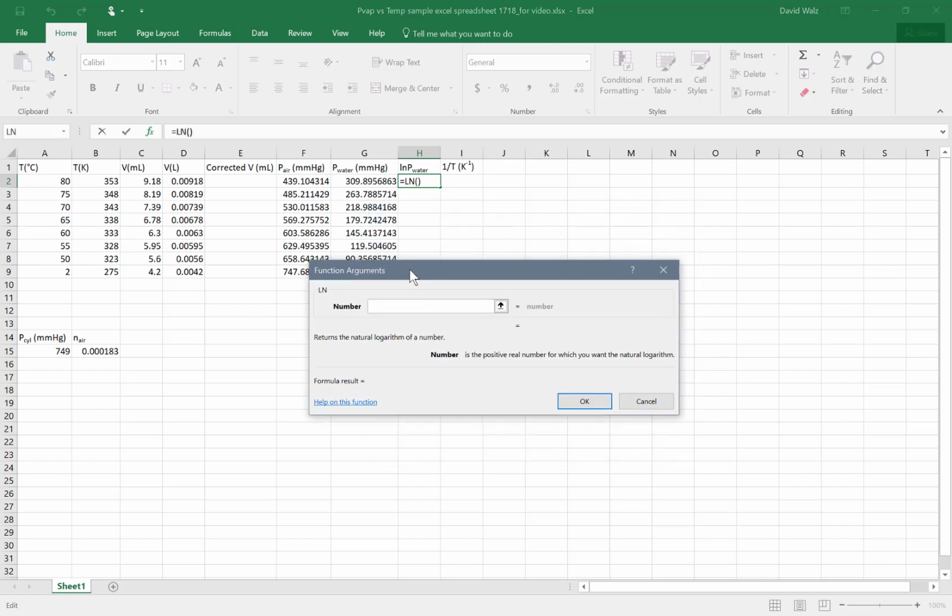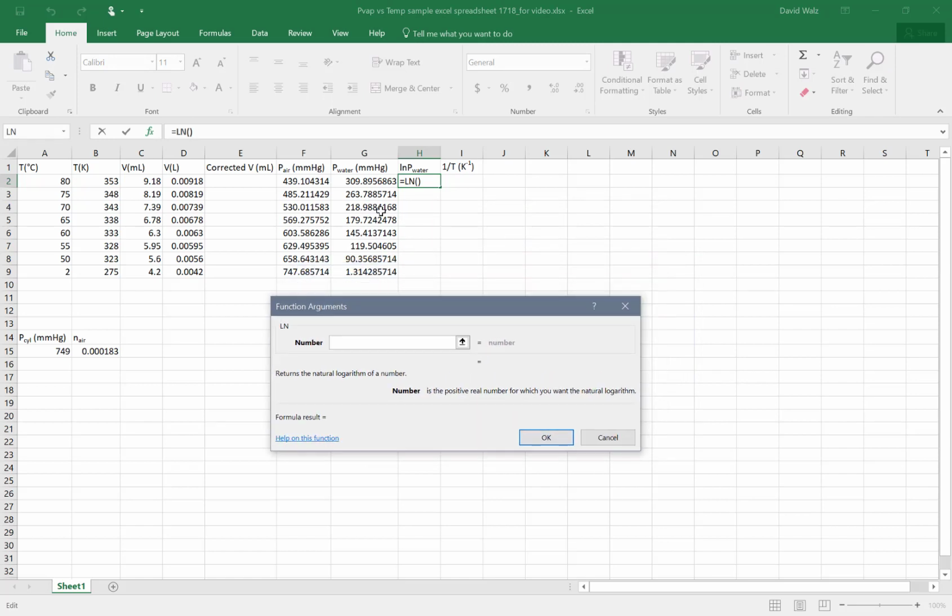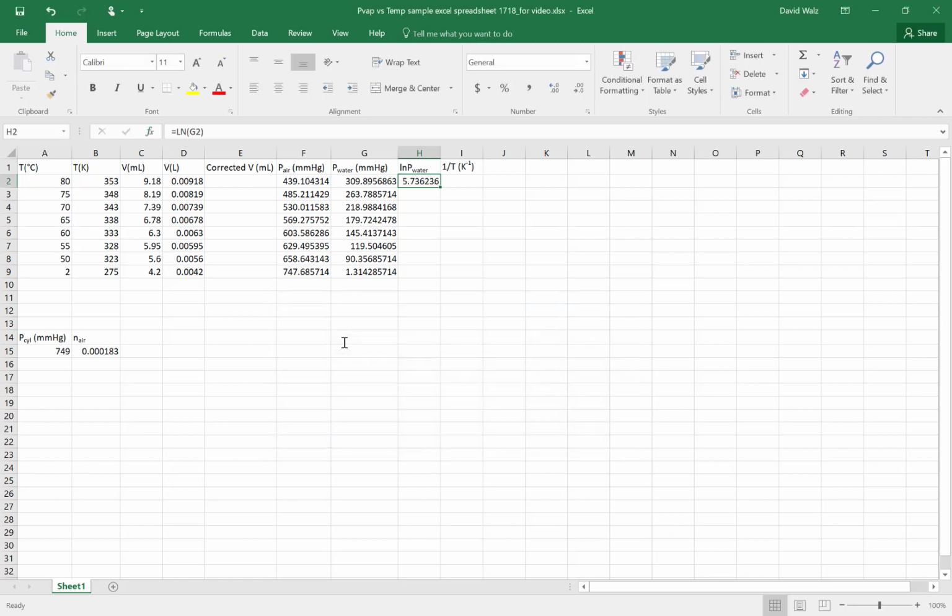Now it's asking me for a number, but I want to do all of these numbers. So I'm gonna type in G2 right here, and then enter. And then it took the natural log of this number here. So to apply that to the rest of these, I'm gonna highlight and then do that.